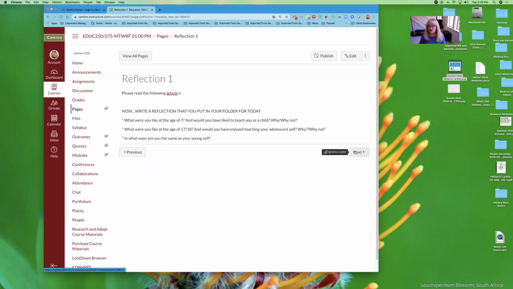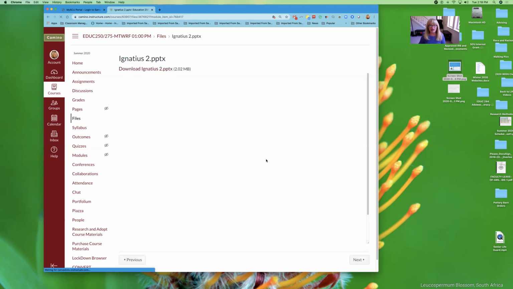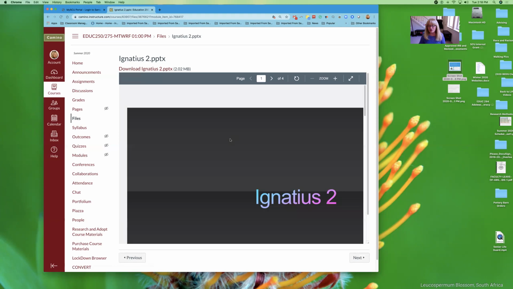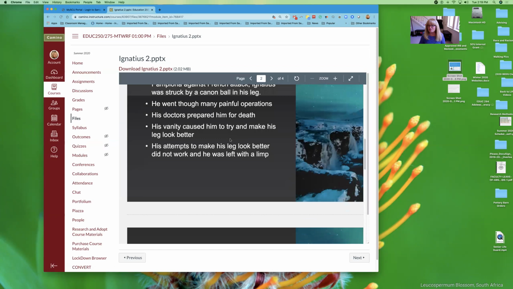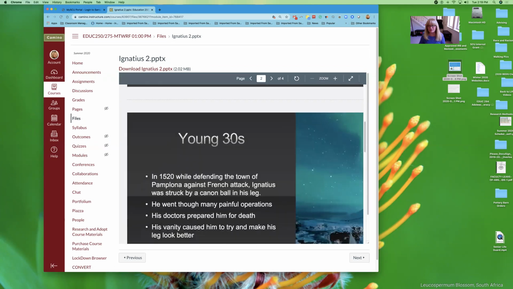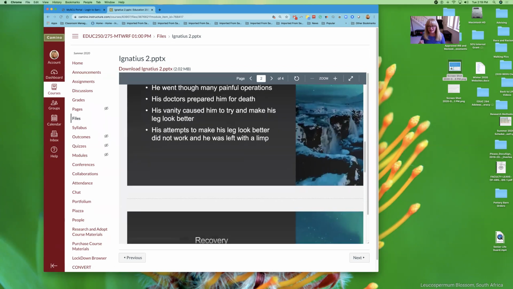So now you're going to go to the next button. There is another PowerPoint slide now about Ignatius's life as a young man, in his early 30s, and some really significant things happened at that point. So again, you're going to want to take notes about what happened in his childhood, significant events that you thought were really important, and then significant events during his 30s. Again, you're choosing 8 to 10 critical events, not all of these events. You'll need to choose 8 to 10, sorry.